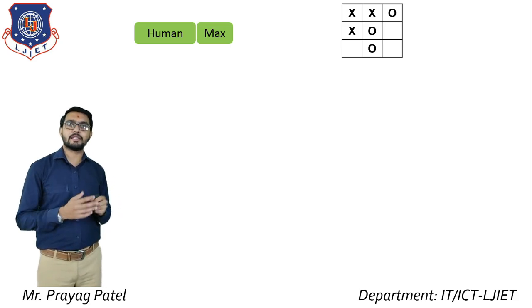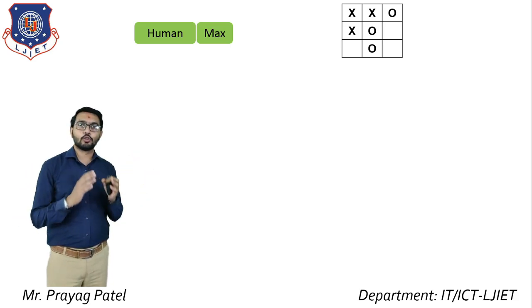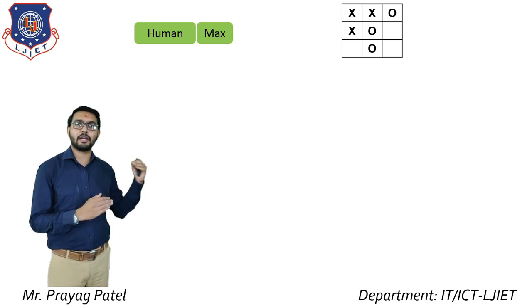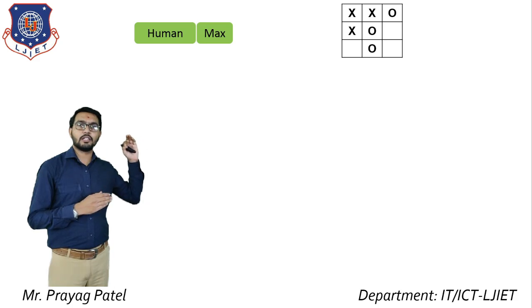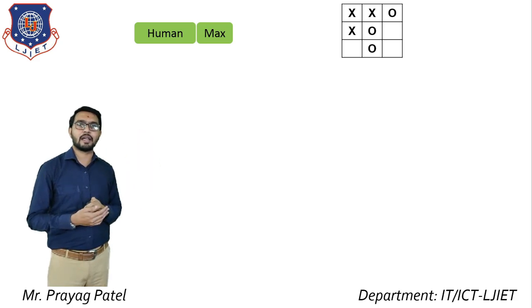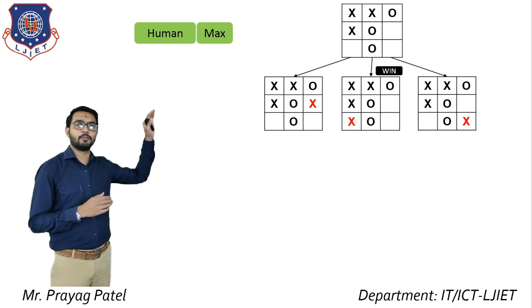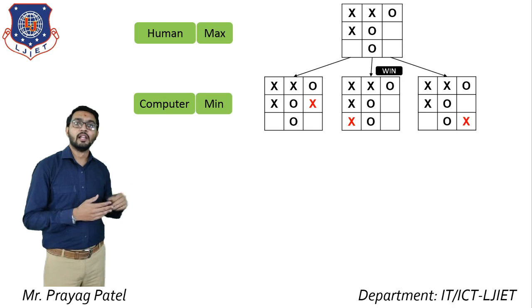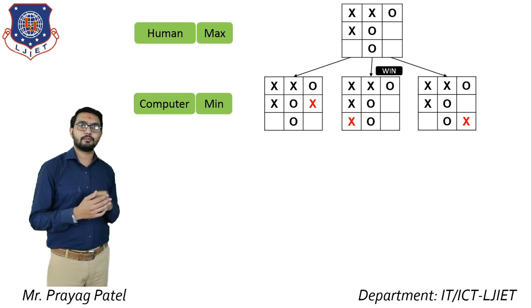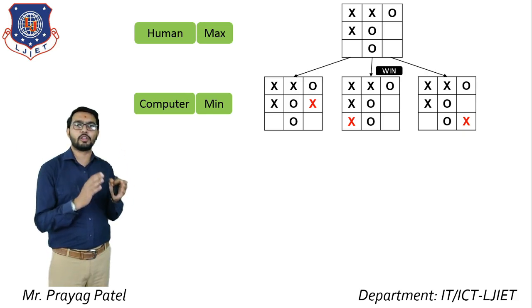Now consider this as the human player, and you consider it as the max player. So human and system players are there. The first player is human and the second player is system. So consider the human player as the max player. After that, consider the initial situation of the human player. Now consider the next as the computer or system player, and the system player is considered the min player. Now the min player puts the cross, and the human player or max player puts the 0.